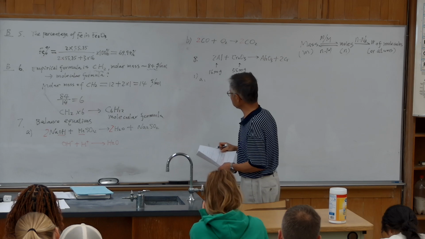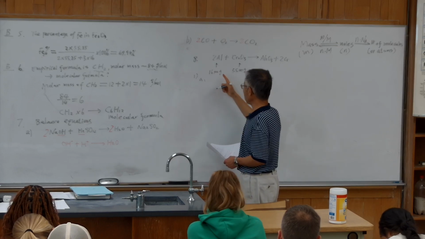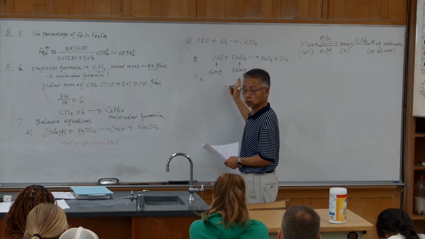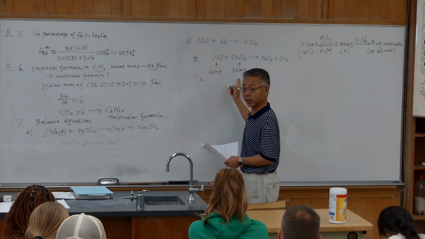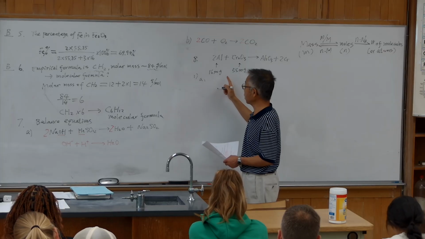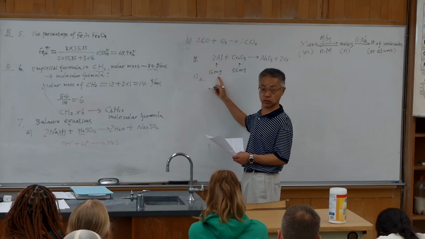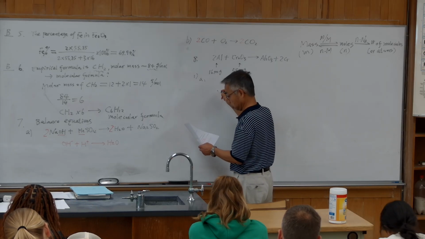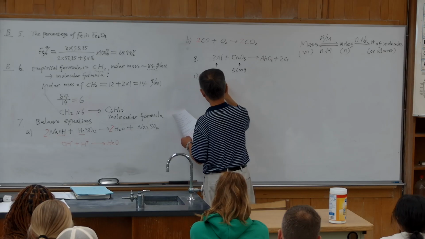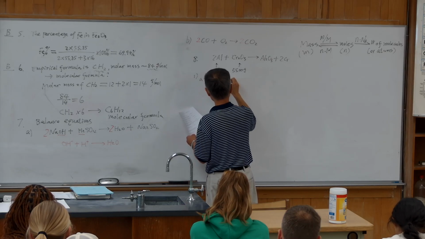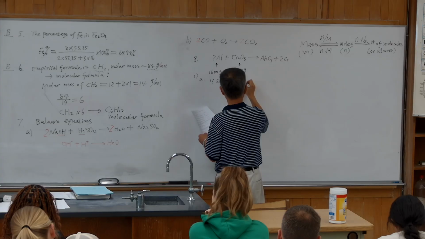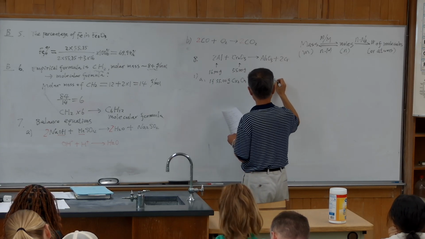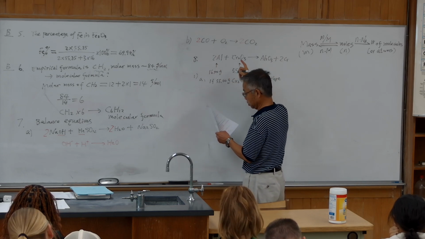To figure out the limiting reagent, we can pick any one of these reactants to calculate how much of the other reactant is needed, then compare with the amount we have to find which one is the limiting reagent. We can pick this or this. So if I pick the Cr2O3 reactant, then we can calculate how much Al is needed.